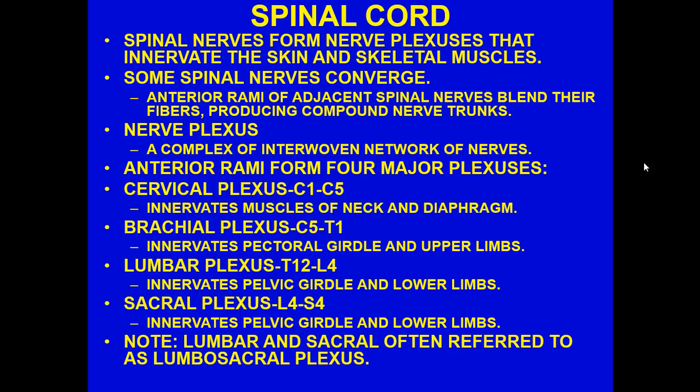So let's take a look at the four major plexuses. The cervical plexus, C1 through C5, innervates the muscles in the neck and the diaphragm. Brachial plexus, C5 through T1, innervates the pectoral girdle and the upper limbs. The lumbar plexus, T12 to L4, innervates the pelvic girdle and the lower limbs. Now the sacral plexus, which is L4 through S4, innervates the pelvic girdle and the lower limbs. Also, the lumbar and sacral are often referred to as the lumbosacral plexus.